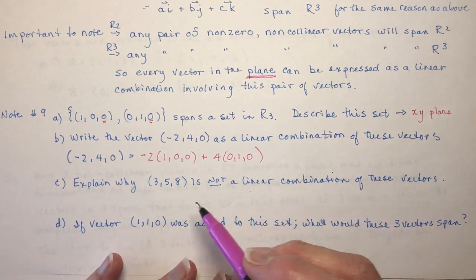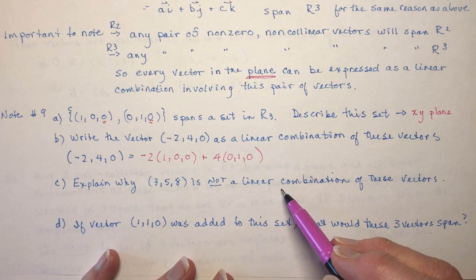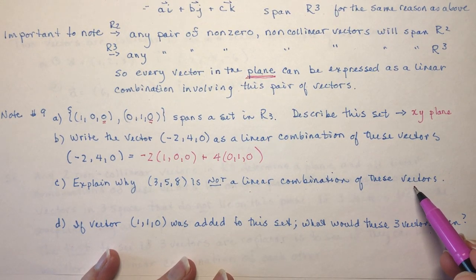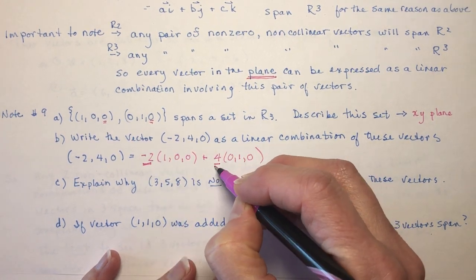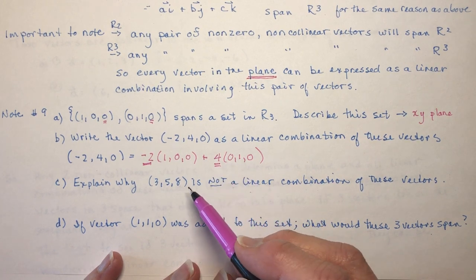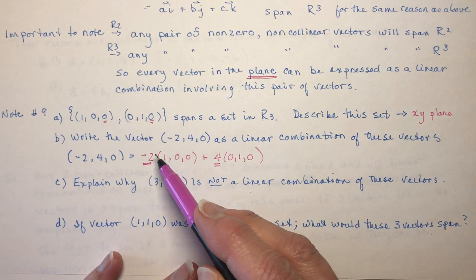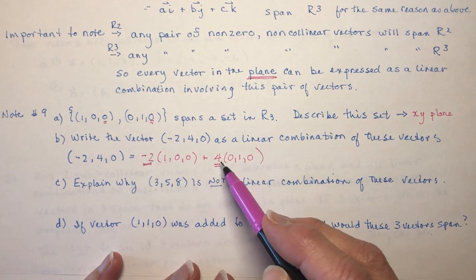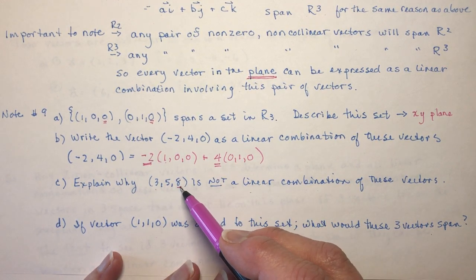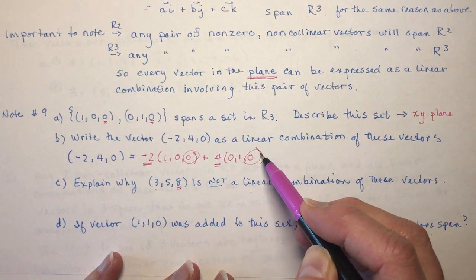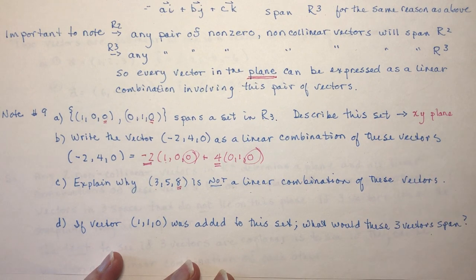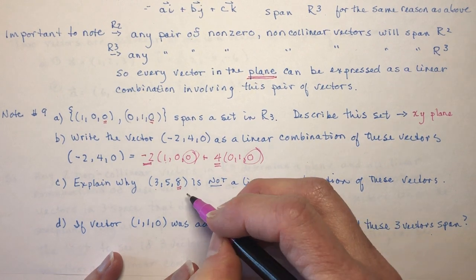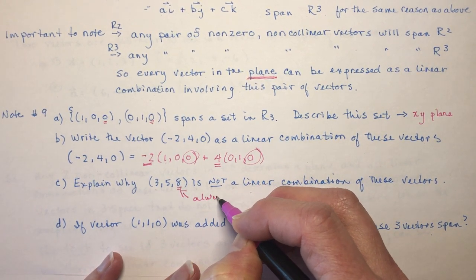That's all. Explain why 3, 5, 8 is not a linear combination of these vectors. In other words, if I put in values here for this 2 or this 4, no matter what I put in, I am never going to get an 8. I could make this value 3, and I could make this value 5, but there's no way I can make an 8 from zeros. Nothing times 0 is going to give me 8. So that's just saying you always have 0 for Z. Always would be 0.